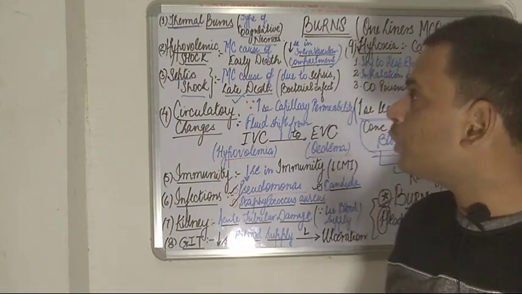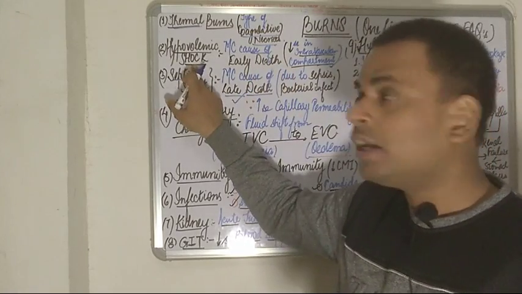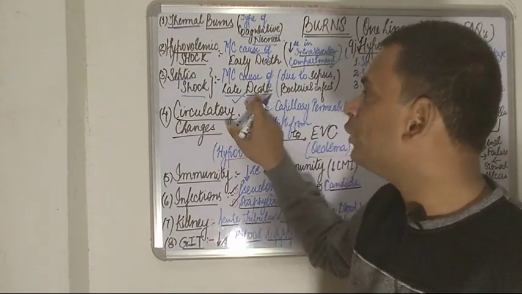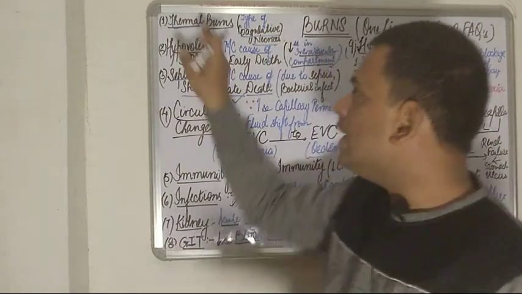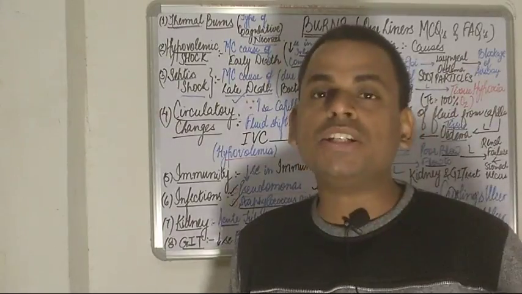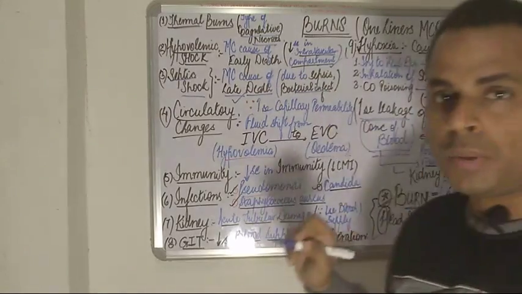The most common cause of early death in a burn patient is hypovolemic shock, and the most common cause of late death in a burn patient is septic shock. These are two very important and most frequently asked questions in different PG entrance examinations. So students, this was the third point that I have discussed.